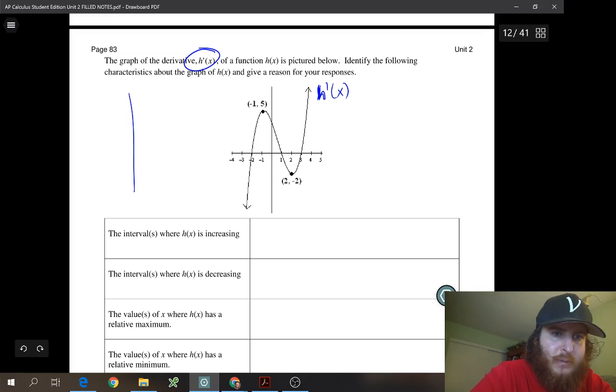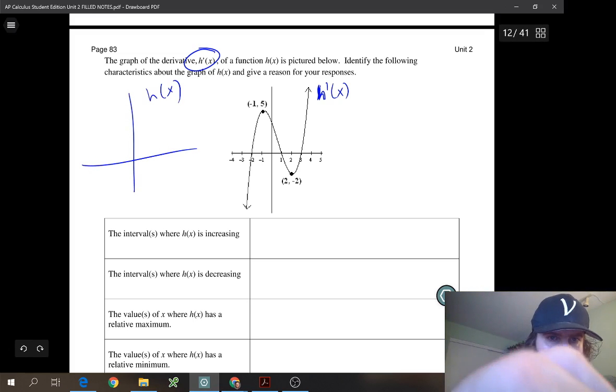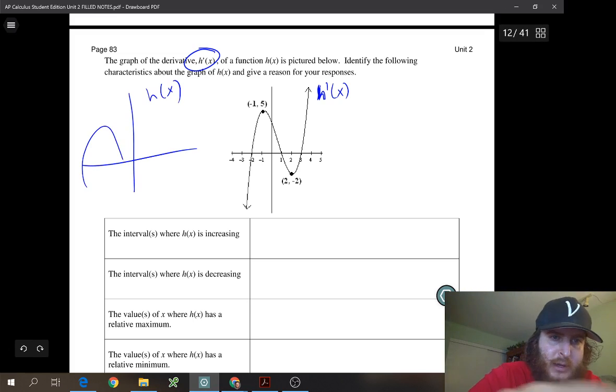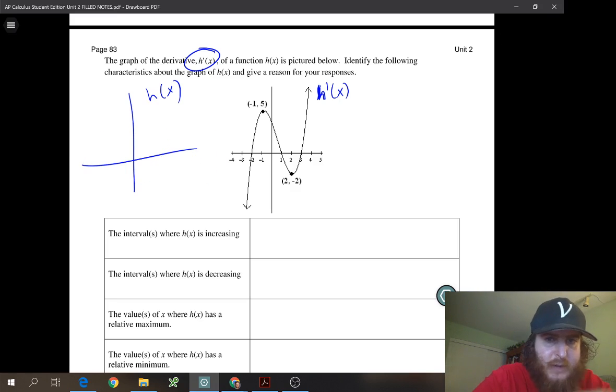So h of x is some other graph. We don't know what it looks like. It might look like this, but it's not this. This is a different graph, so we want to be careful about this. So this is our derivative graph already.